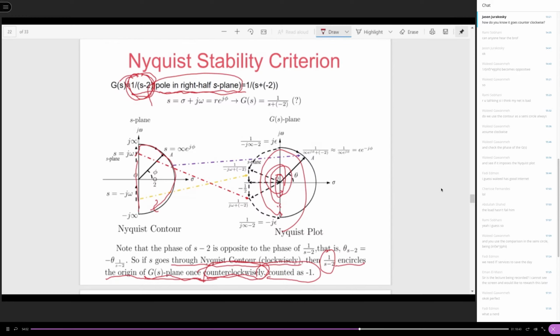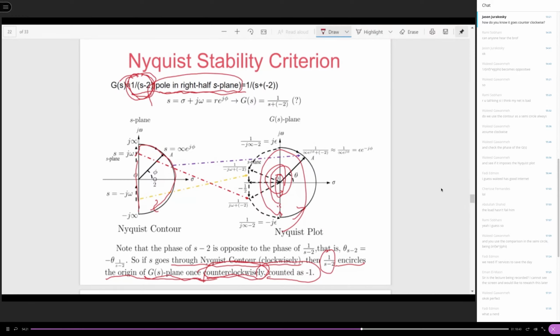The sign is negative because we specify the clockwise as the positive direction. So now you show an encirclement in counterclockwise. It's got to be negative one. You got my point, right? Okay.